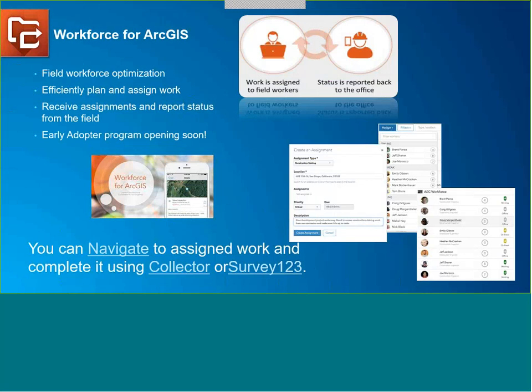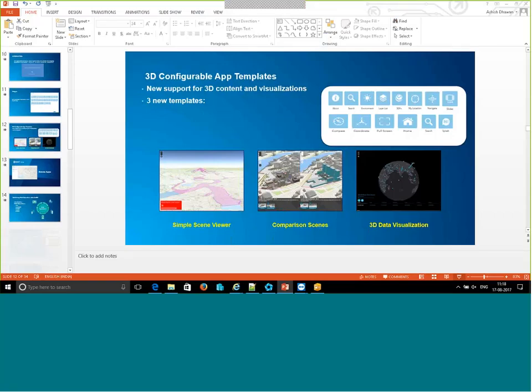Sitting in the office, you can assign work to the people who are there in the field. You can define the priorities, you can define the plan, you can assign it to a particular user, and it's not only that, it can also be clubbed with other available apps. You can very well configure it with a Navigator app, Collector for ArcGIS or Survey123. How we can do that, we will see again in a quick demo.